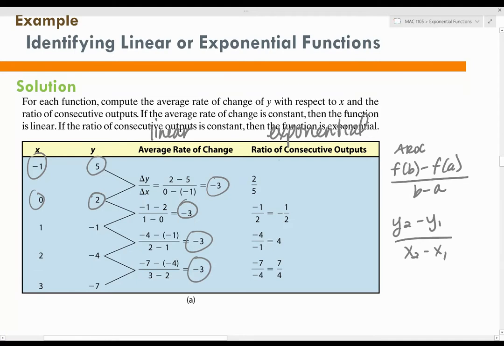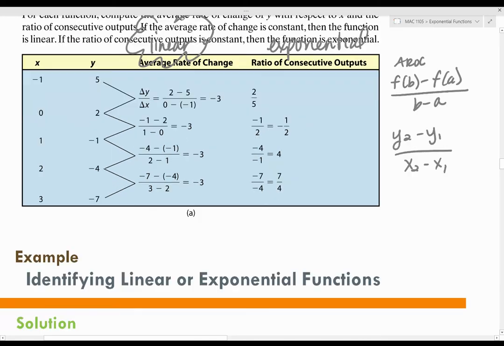Now, they've done the same thing with the ratio of consecutive outputs. They've calculated it all the way down for this data set. So consecutive outputs means they would have 2 over 5, -1 over 2, -4 over -1, -7 over -4, all the way down. And you'll see that these terms, they're not constant, okay? So based on the one that is constant, we can tell what type of function you can use to represent this data. So in this case, this data can be represented by a linear function, okay? All right, let's look at the second example.